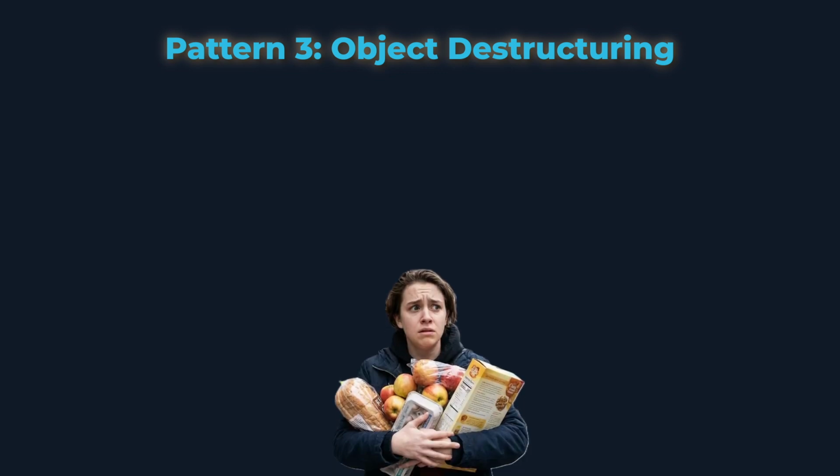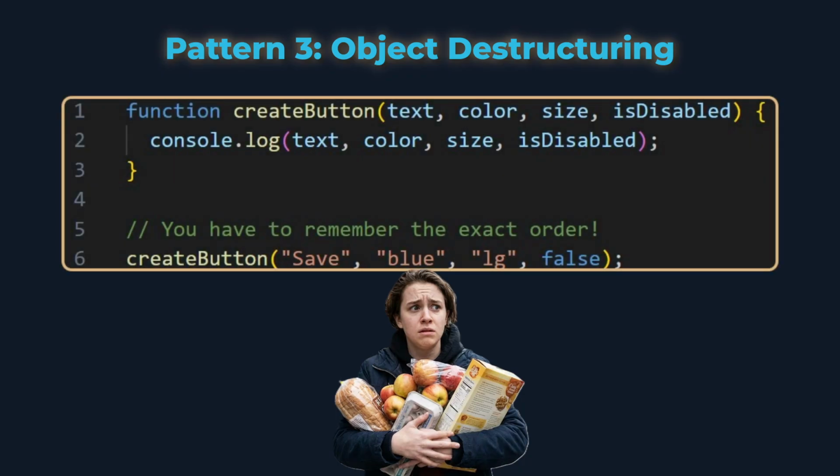Pattern 3. Stop passing 15 arguments to your functions. It's like trying to carry 15 groceries without a bag. Juniors, do this. If you forgot the order, the button breaks. The elite way, pass an options object.